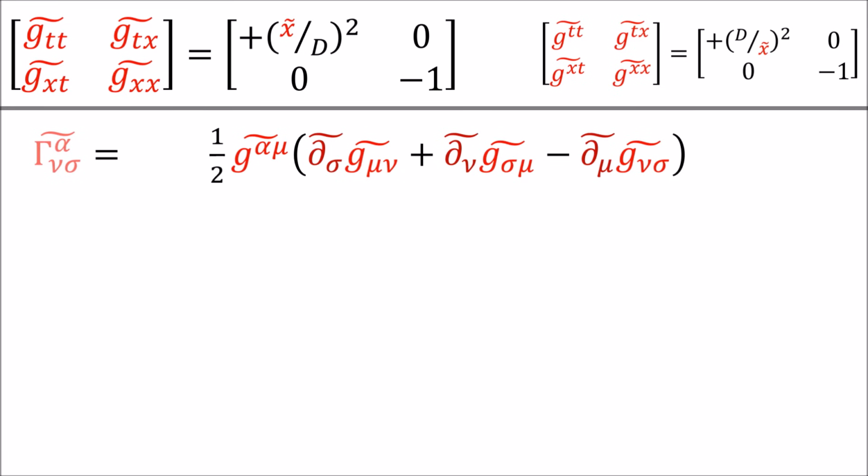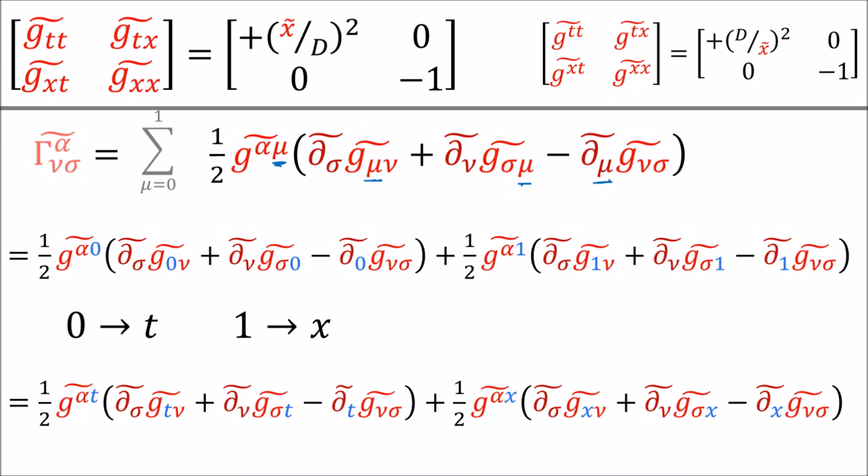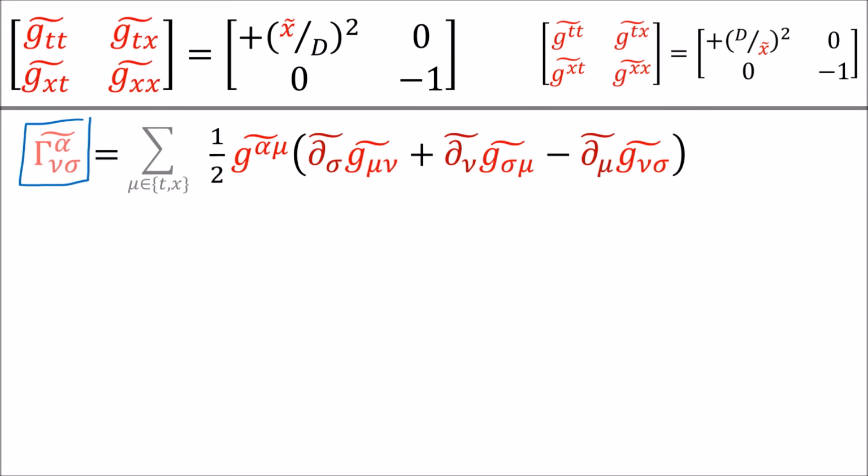Next, we take the formula for the connection coefficients. Remember, because the mu index appears up top and down low, there's a summation over mu going on, from 0 to 1. We can also think of 0 as being the spacetime index for time, and 1 as being the spacetime index for x. The connection coefficients have 3 indices. If we're using t and x, this means that there are 2 times 2 times 2 equals 8 total coefficients.